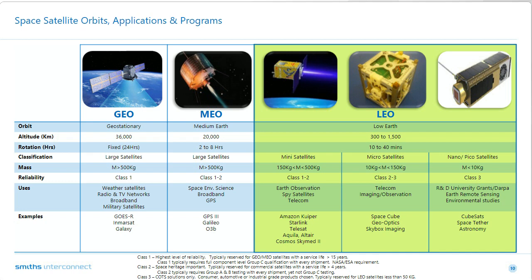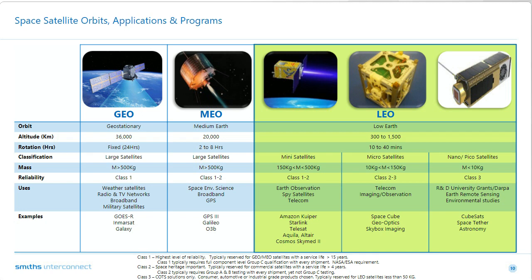Now, if we look at the MEO satellite constellations, these are medium Earth orbit satellites and have an altitude of about 20,000 kilometers. The rotation on these satellites ranges from 2 to 8 hours, depending on the quantity of the satellites in the orbit. MEO satellites are considered large satellites again, with a mass about the same as the GEO satellite.